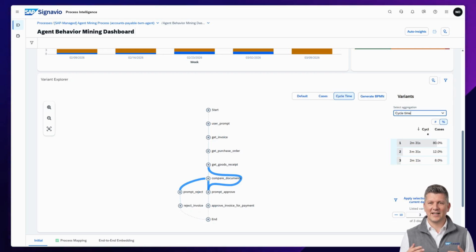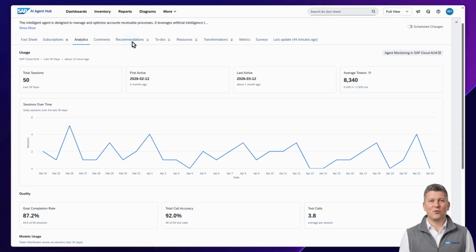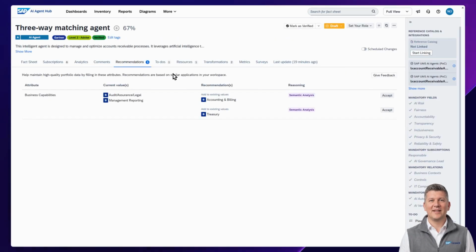This demonstrates the agent's ability to balance operational efficiency with controlled policy-aligned execution, an important signal for scalable enterprise adoption and value realization. Finally, with all relevant data elements fully populated, Gene can leverage the built-in recommendation engine to identify targeted enhancements for the three-way match agent.